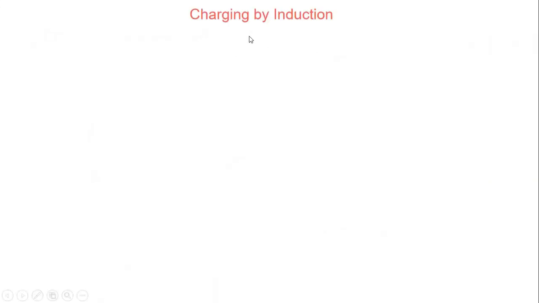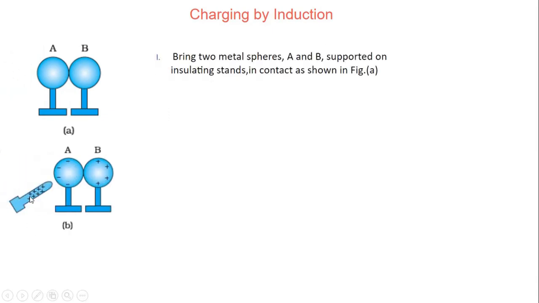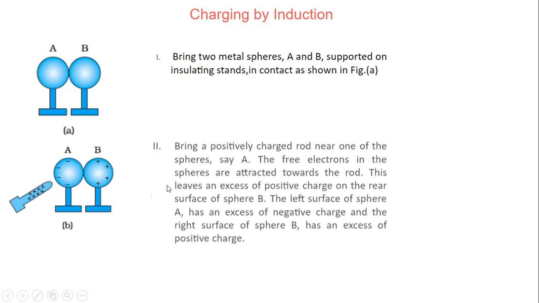Next, the second method is charging by induction. Now what happens in charging by induction? We have to take two metallic spheres A and B brought close to each other. Now we have to bring a charged rod. If we want to charge the two spheres, we have to bring a charged rod which is already positively charged. Because of this positively charged rod, what will happen?